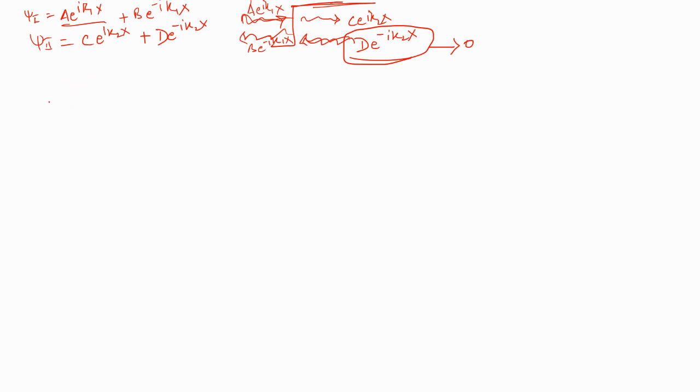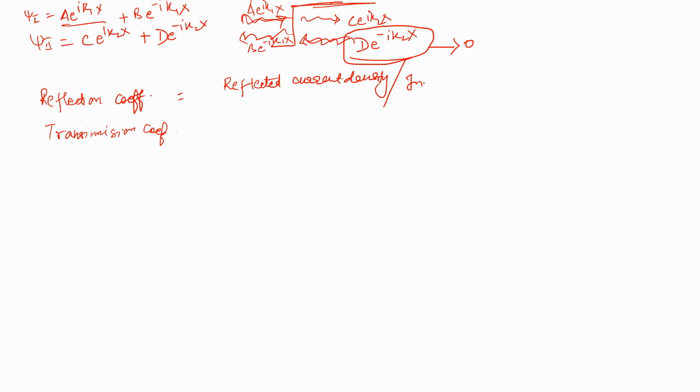Now find out the reflection coefficient and transmission coefficient. In this question, we are asked only for reflection, so I will find out only the reflection coefficient. But if you want, I can find out the transmission coefficient also. The formula for this one is: you have to find out the reflected current density divided by the incident current density. This will give you the reflection coefficient.